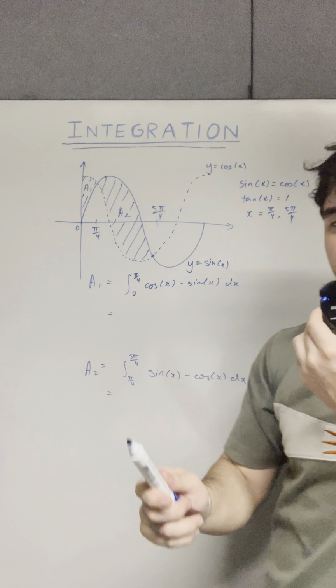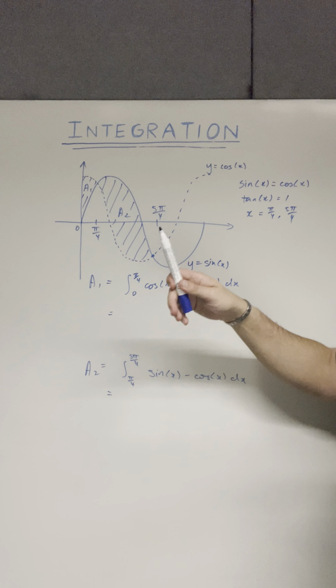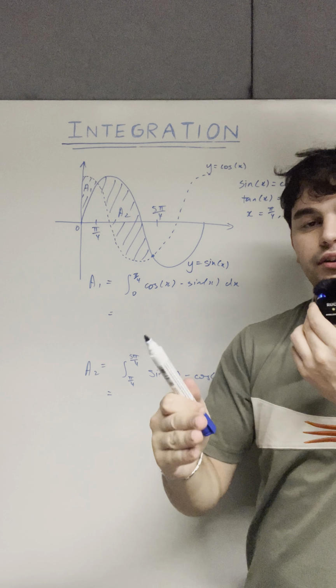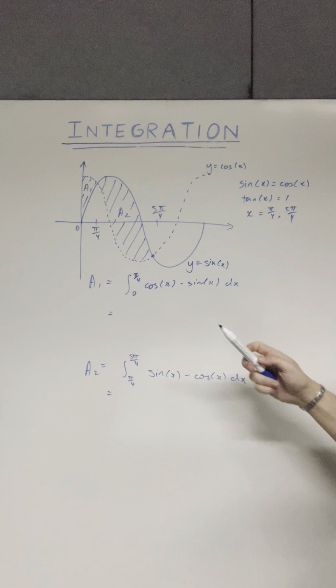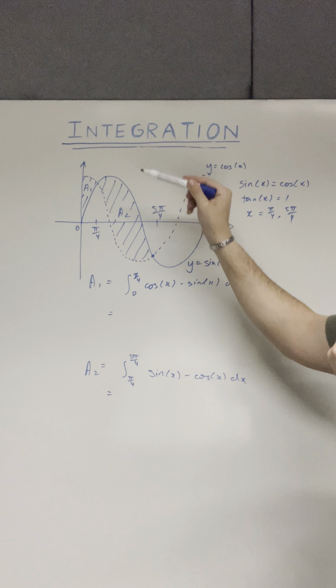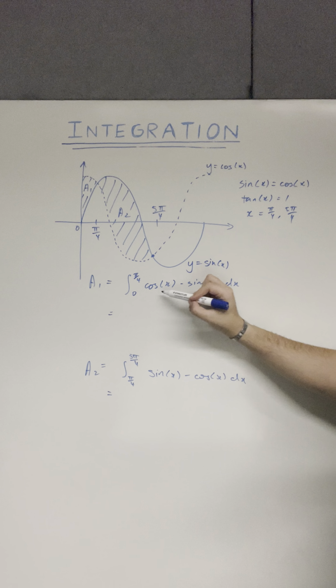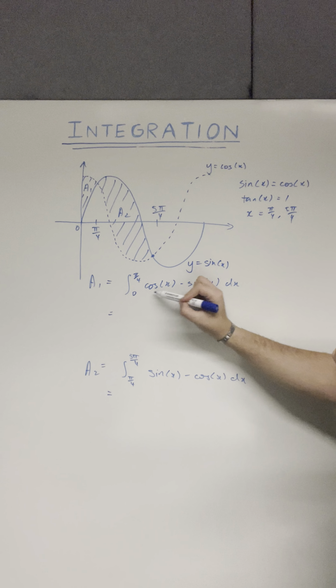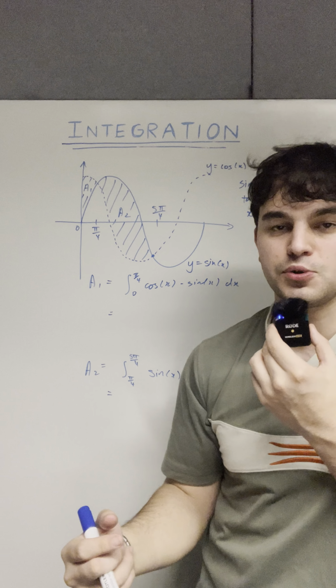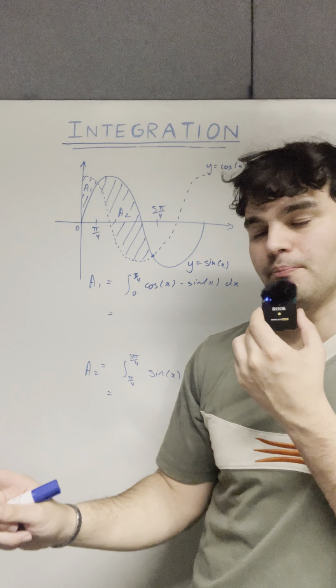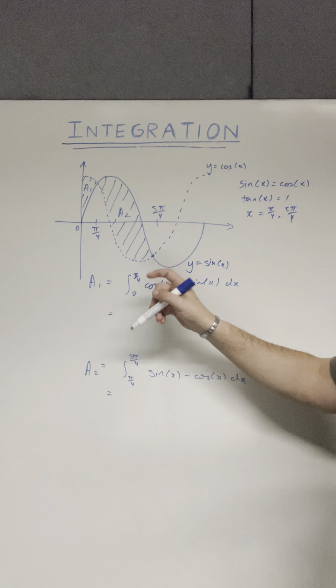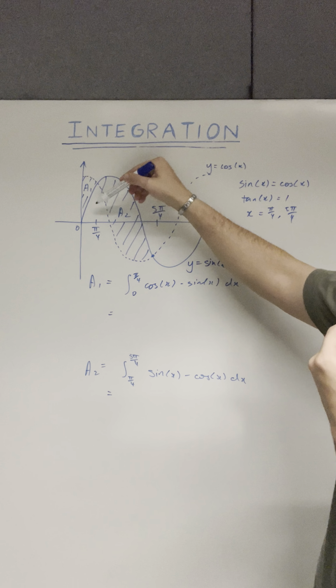So what we have to do is split up the area into the sections where one function is above another and then calculate those individual sections respectively. So for A1, we can see that cos is above the sine. So what we do is we minus the sine from the cos. It has to be cos minus sine because the area between two curves is always the top minus the bottom function. Now the x bounds are just the x values that bind that area.